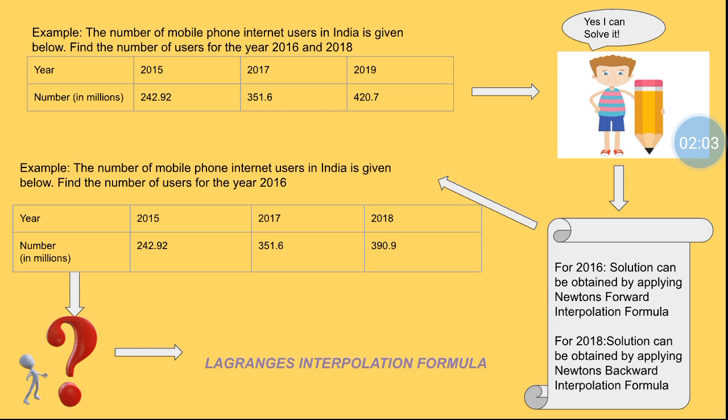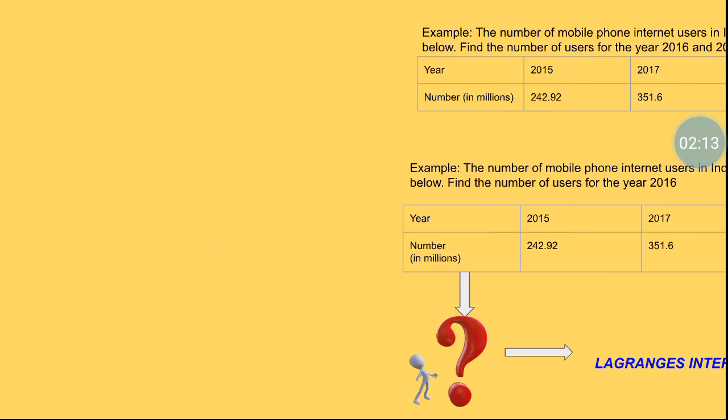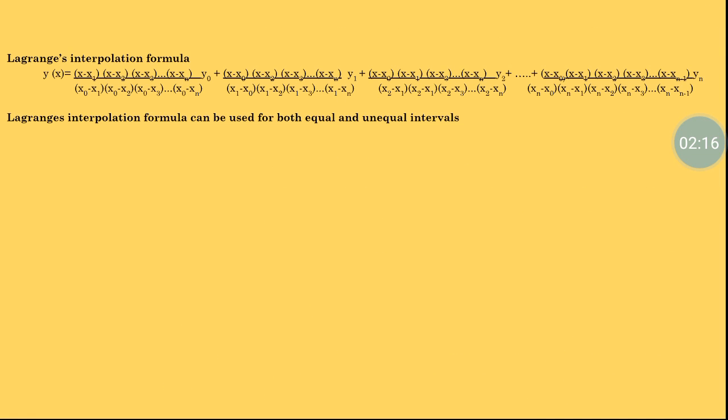For such problems we have a solution, and we come up with Lagrange's interpolation formula. Lagrange's interpolation formula can be applied for equal intervals as well as unequal intervals. The formula for Lagrange's interpolation is given by y of x. X is whatever is asked in the question. The table values we have x0, x1, x2, x3 and so on, and with respect to x0 the function y of x is y0, y1, y2, y3 and so on.